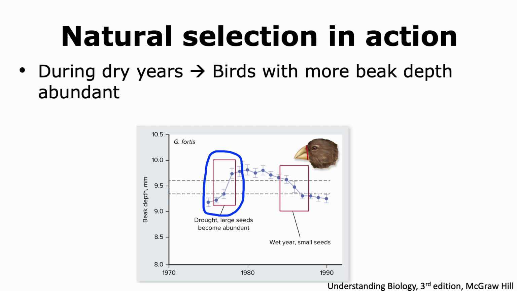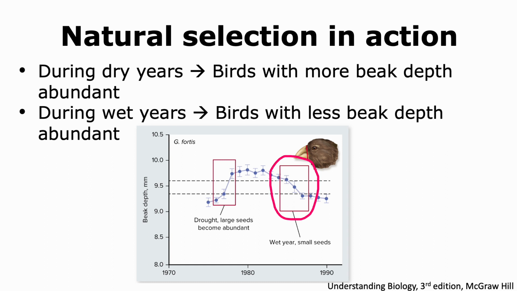On the other hand, during the wet years, there was an abundance of smaller seeds that the birds with the less beak depth could feast on. And this resulted in their ability to survive and reproduce to produce progeny, and thus the average beak depth of the population was reduced compared to the time when there was a drought.